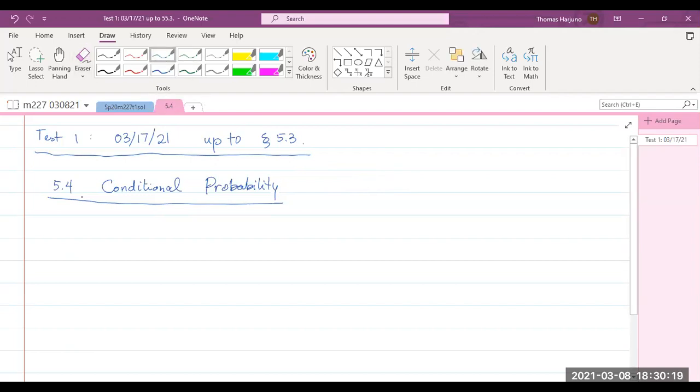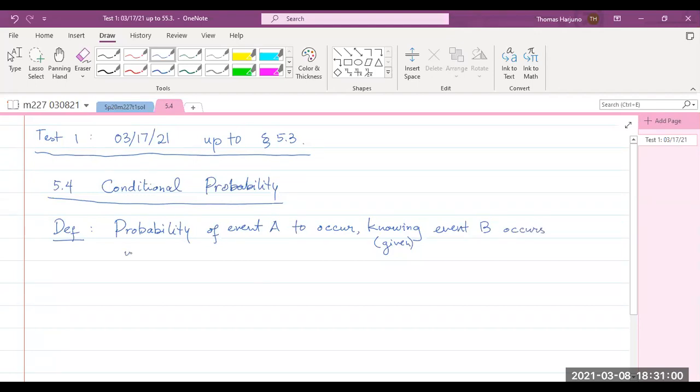Now, conditional probability. The definition, which I said in my lecture, but let me mention again here: the probability of event A to occur, knowing, or they usually use the word given, that event B occurred, is denoted by the probability of A given B.